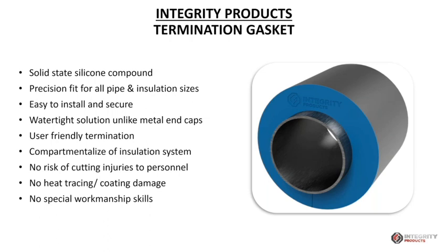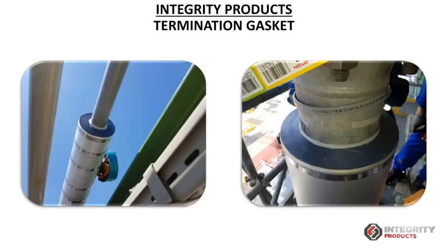Here are field shots showing the integrity termination gasket on the terminating end of a horizontal pipe in the left picture, and on a vertical pipe run on the right side. We can see how it seals the end of the pipe.